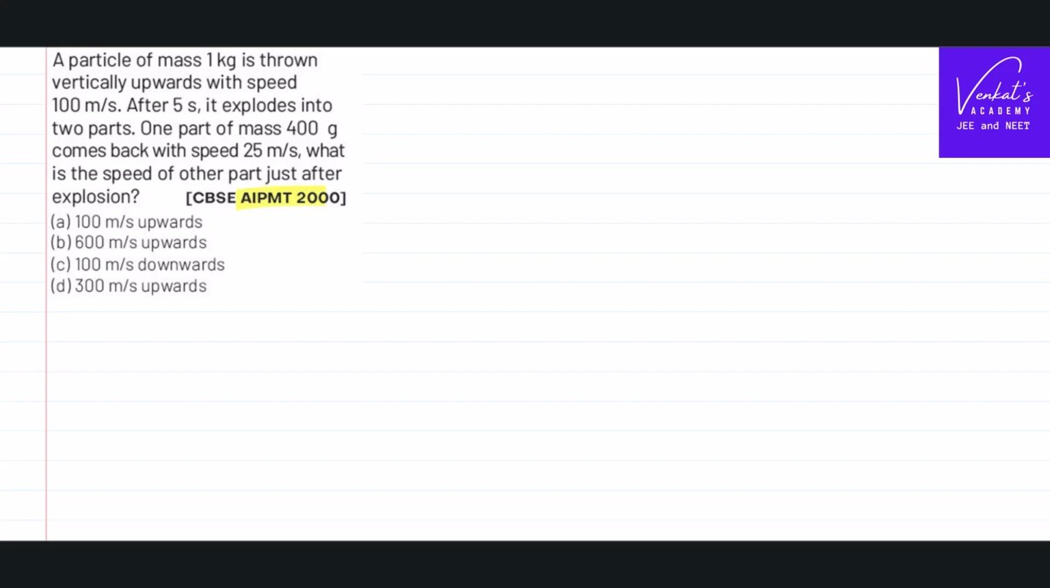It's an AIPMT 2000 question. The question is like this. A particle of mass 1 kilogram is thrown vertically upward with a speed of 100 meter per second. After 5 seconds, it explodes into two parts.